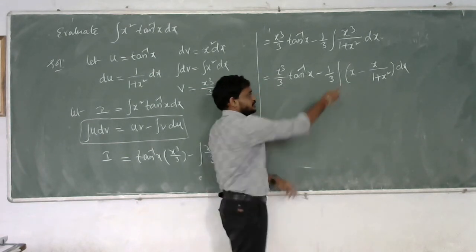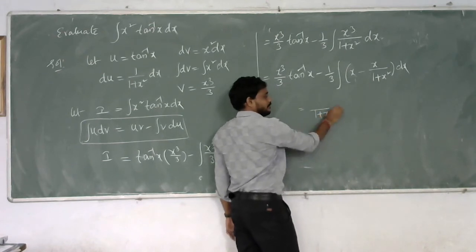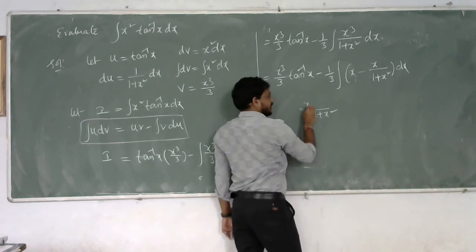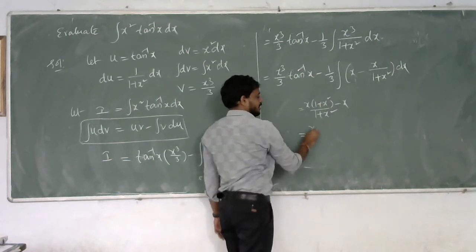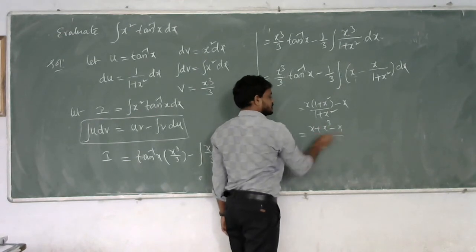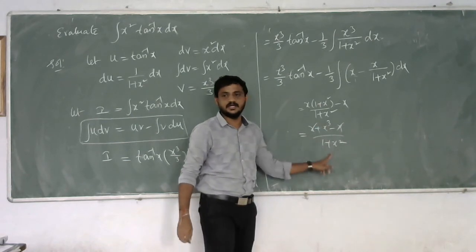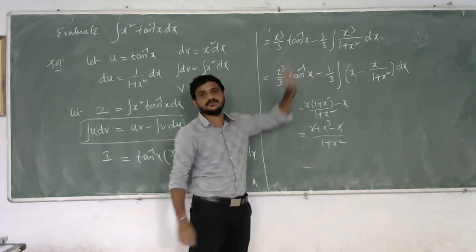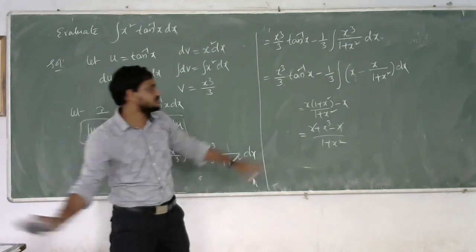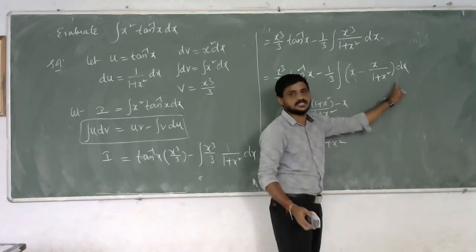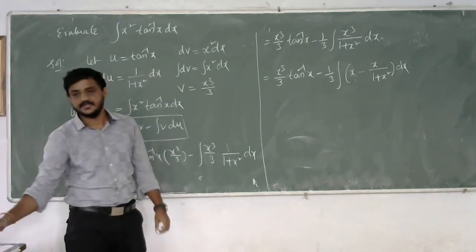If we simplify that value, the LCM of 1 and 1 plus x square will be 1 plus x square. Then here you will get x into 1 plus x square minus x. So let us multiply: x plus x cube minus x by 1 plus x square. Plus x minus x cancel. Here you will get x cube by 1 plus x square. That is our equation. So let us write x cube by 1 plus x square as x minus x by 1 plus x square into dx.